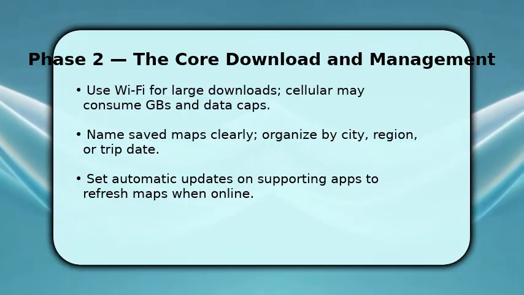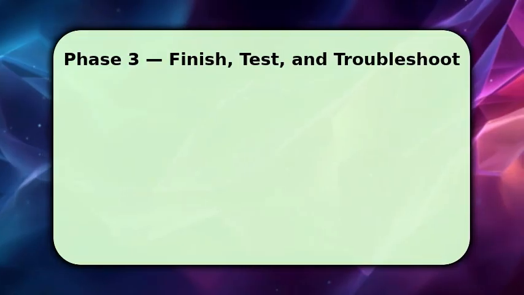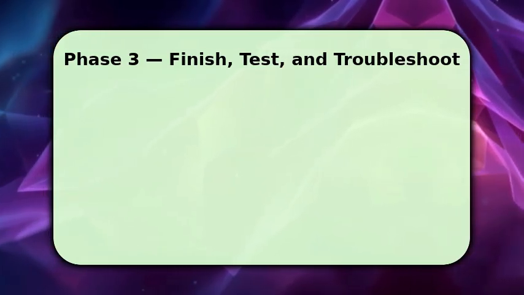You finish by testing the offline map. Disable Wi-Fi and cellular, then open the saved map, search a place, and request routing to confirm turn-by-turn works. If something fails, first retry the download on a stable Wi-Fi network, then force quit the app and restart the iPhone. That clears transient errors.